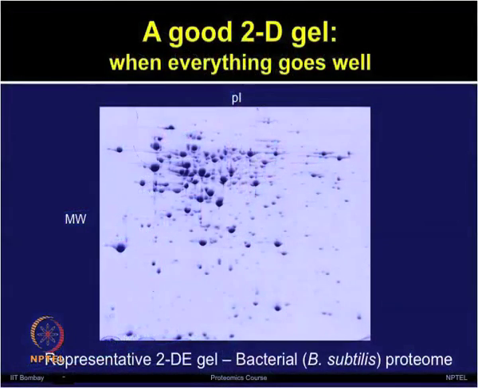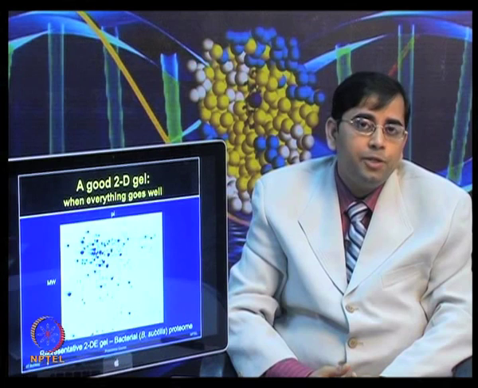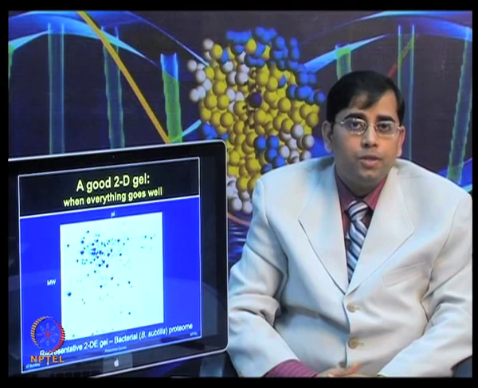Now, I am showing you another good gel obtained from a bacterial sample, B. subtilis, but often this is not the case. Many times there are different types of issues which could give rise to very bad images. These issues could be because of the sample preparation method, the reagents involved, isoelectric focusing parameters, and finally, the staining methods being used. So, let us talk about some of these issues step by step.